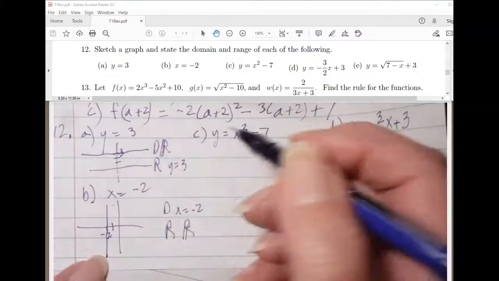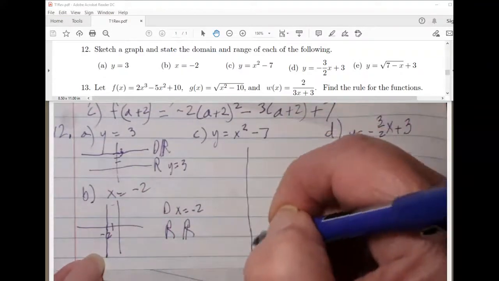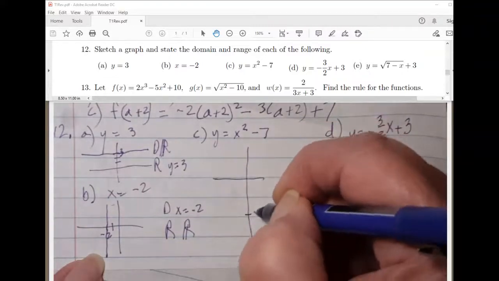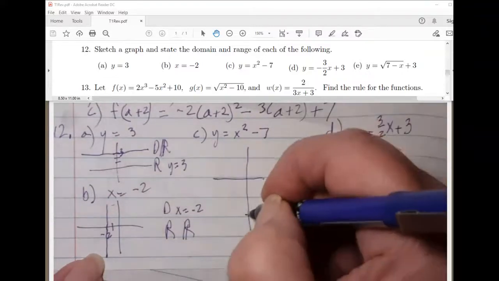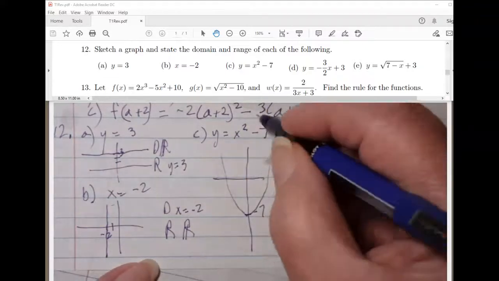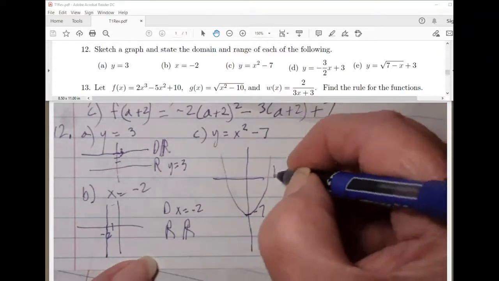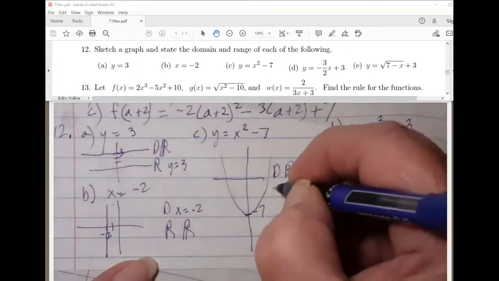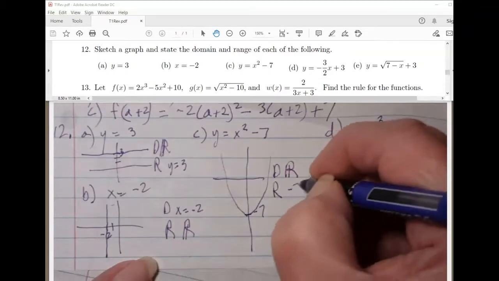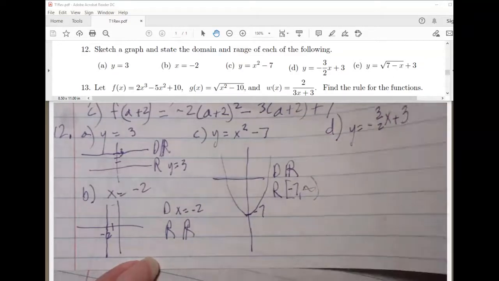It goes like that. X squared minus 7 is a parabola. It opens up. It's down at negative 7. I don't need to write very much. You can put these into a graphing calculator, or you can just graph them like it says. This says it's a parabola shifted down 7. So the domain is all reals, but the range is from negative 7 to infinity. Negative 7 is included, infinity is not.